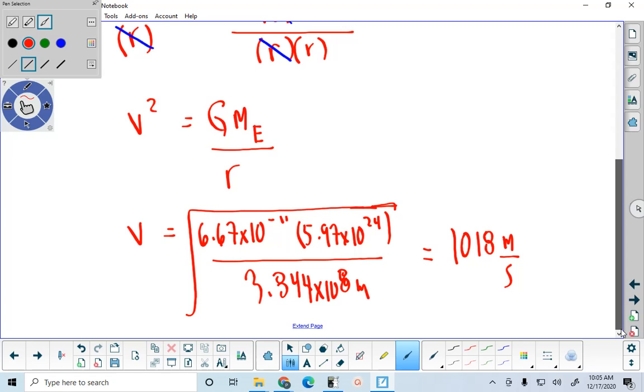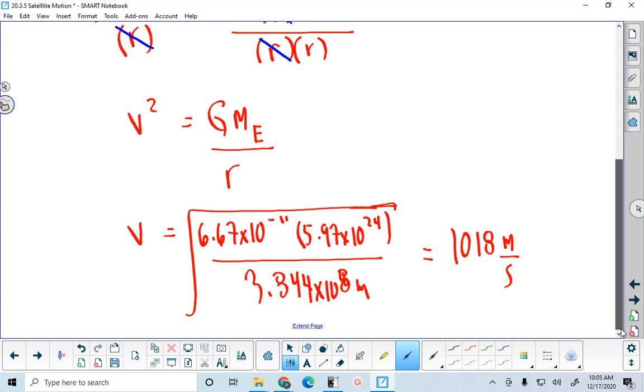Rounded to the nearest meter per second, 1,018 is the answer. That's a little bit more than a kilometer per second. I mean, you look up at the moon at night and it looks like it's hanging there, but it's actually moving quite fast. It would take the moon about 13 seconds to get from here, where I am in Wetaskiwin, to Millet.